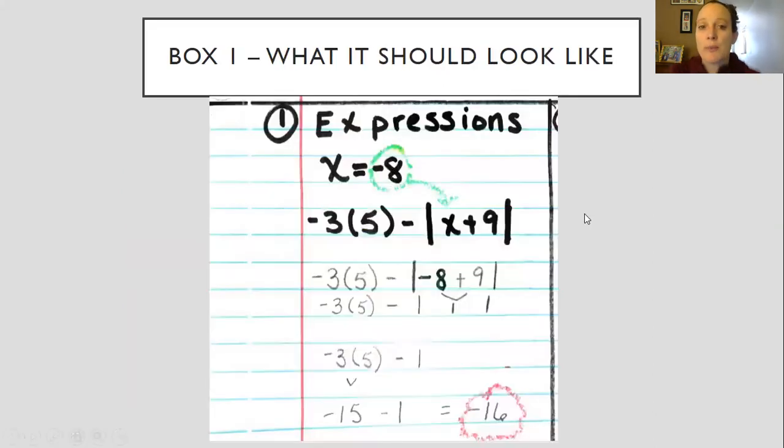Okay, so this is what your box 1 should look like. These are my handwritten notes, so if it's hard to read when I write on the screen, here's what it looks like when I wrote it by hand. Again, if you need to stop and copy this, go ahead, stop and copy it. And let's move on to box 2.